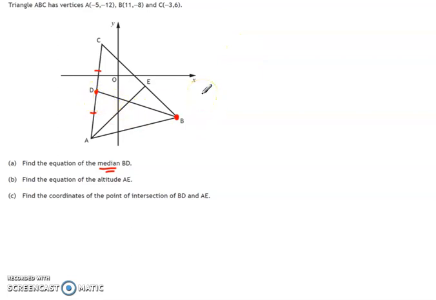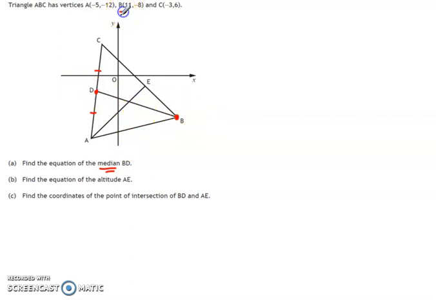Now, in order to get a straight line, remember we need 2 key properties. We need the gradient and we need a point. Now sometimes that point is the y-intercept, sometimes that point is just a generic point somewhere upon the line. What we need is those bits of information though in order to be able to get the equation of our line that we're after. Now for the equation of the median BD, first thing I want to do is get the gradient of the line B to D.